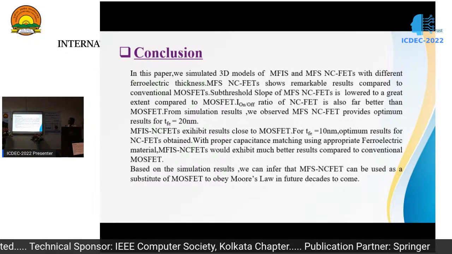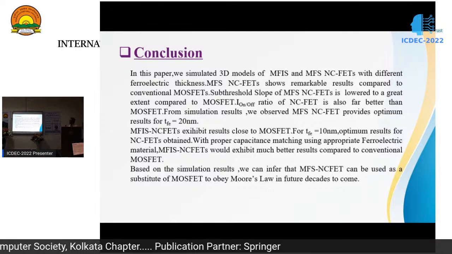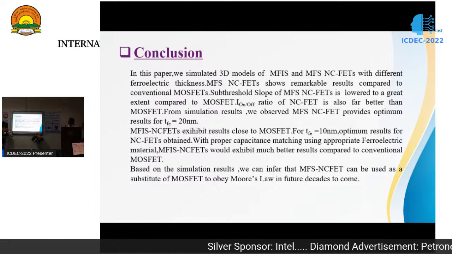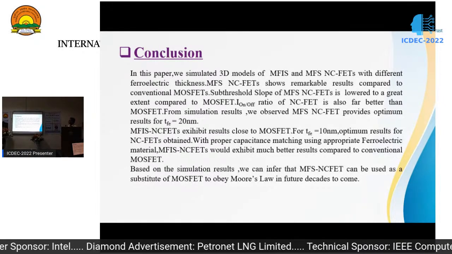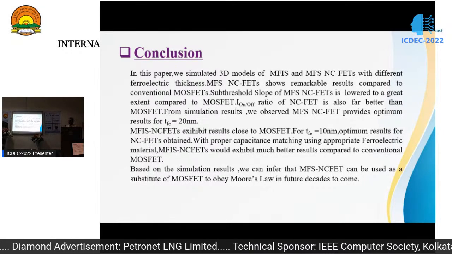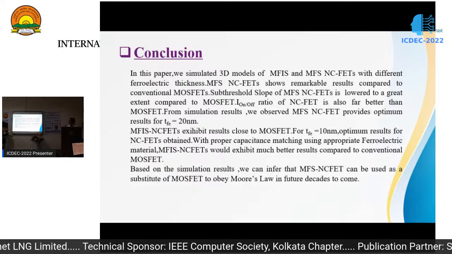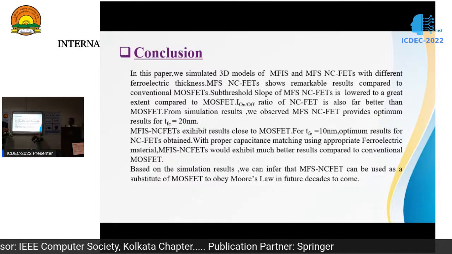MFIS NC exhibits results close to MOSFET, but if we use a ferroelectric thickness of 10 nanometer, we will get optimum results for MFIS NC. Now with proper capacitance matching using appropriate ferroelectric material, MFIS NC would also exhibit much better results compared to conventional MOSFET. Now based on the simulation results, we can infer that MFS NC can be a good substitute for MOSFET to obey Moore's law in future decades to come.